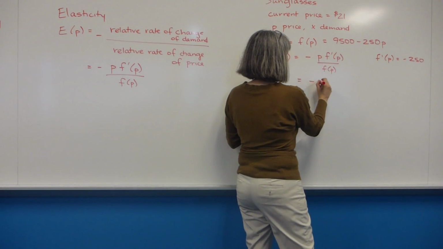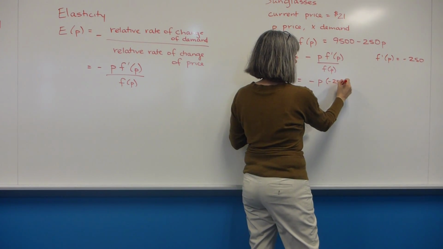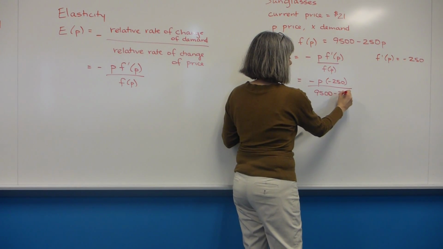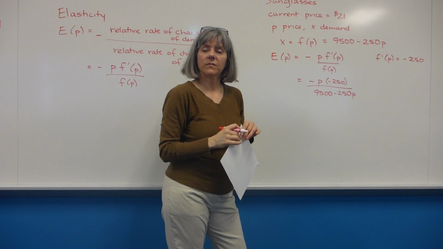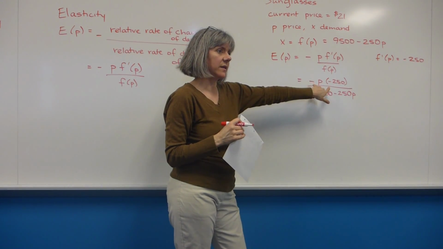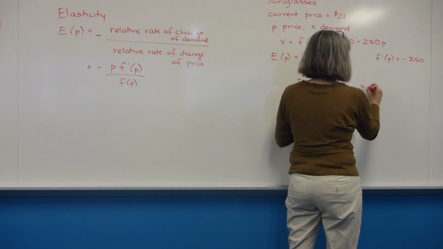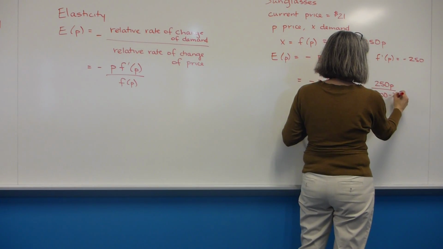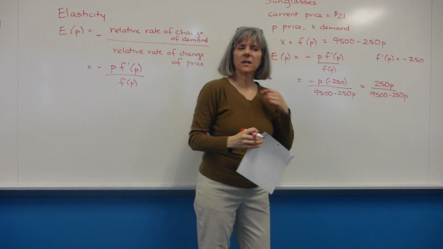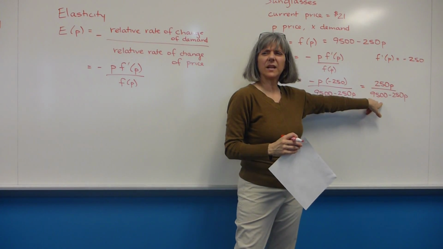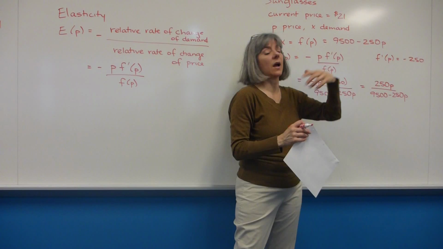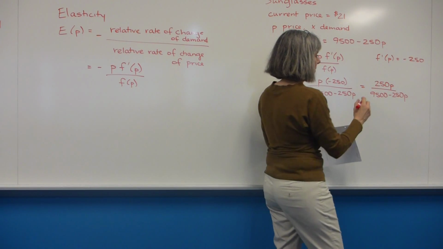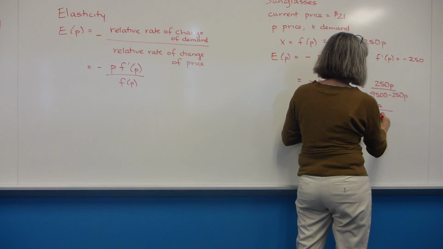All right, so let's put it all in. So minus P times negative 250 divided by the original, 9,500 minus 250p. Cleaning that up, I'm just going to multiply the negative signs. So I'm going to get 250p divided by 9,500 minus 250p. And typically, you can clean that up further. What is 9,500 divided by 250? Does anybody know? I mean, can anybody compute that? 38.4, yes, 38. I think you're right. So 38.